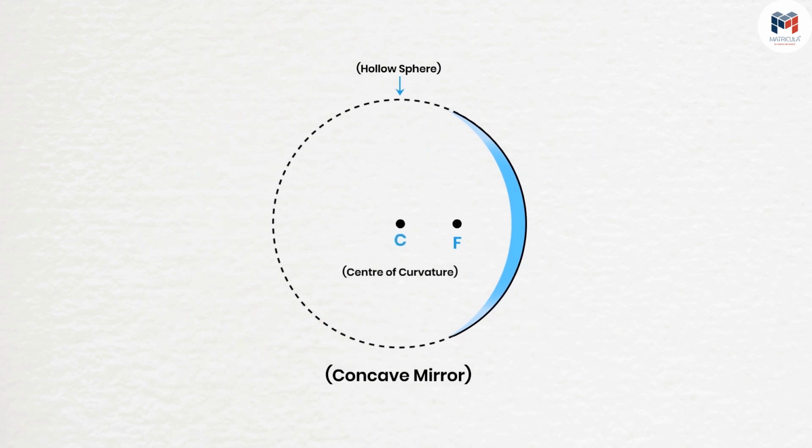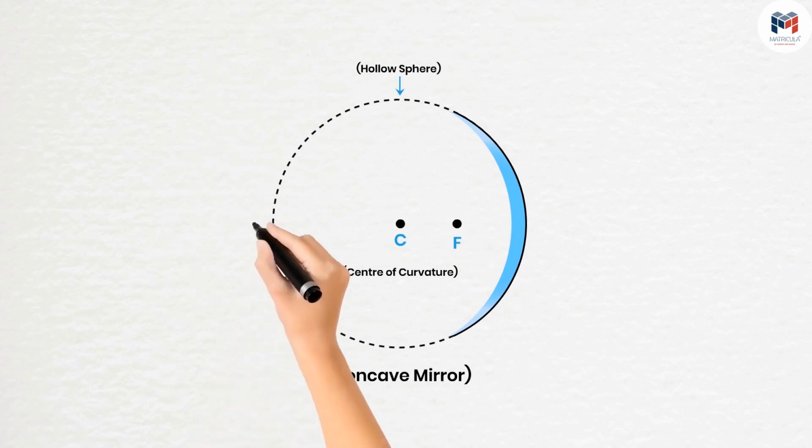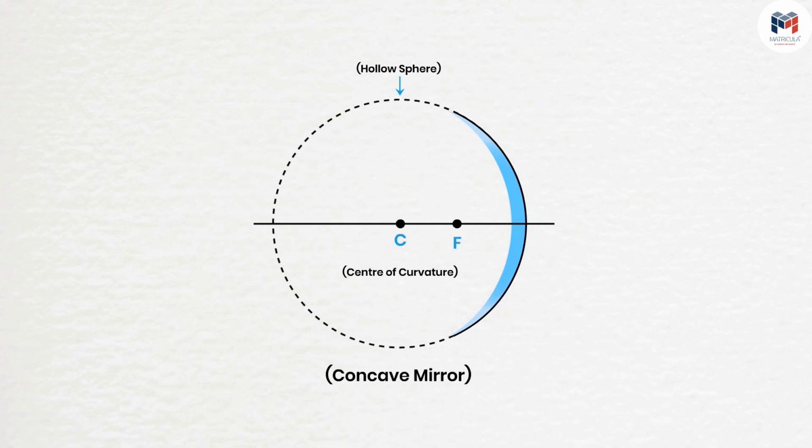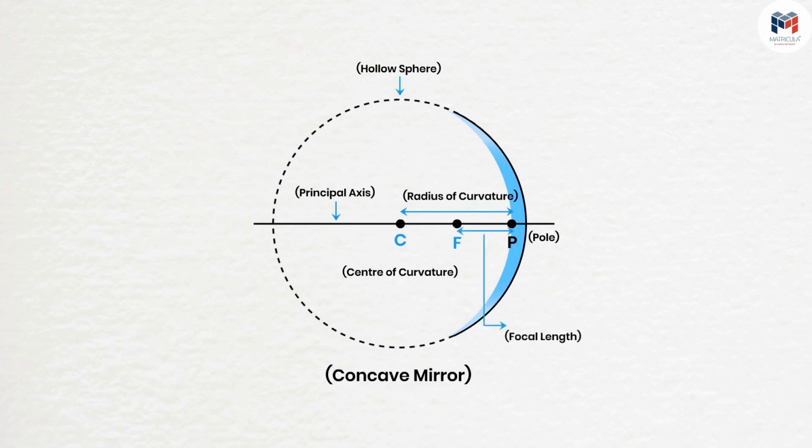If a line is drawn from the center of curvature and focus to the mirror, it will always pass through the center point of the mirror, which is known as the pole. This line is called the principal axis, and the distance from the center of curvature to the pole is called the radius of curvature. The distance between the focus and the pole is known as focal length, and the circular distance is called aperture.